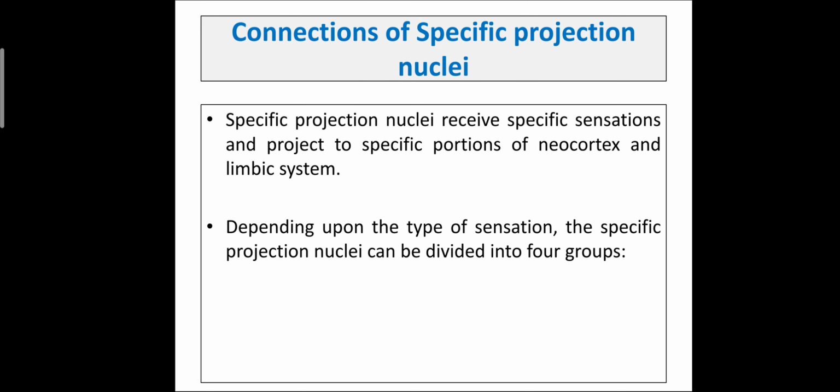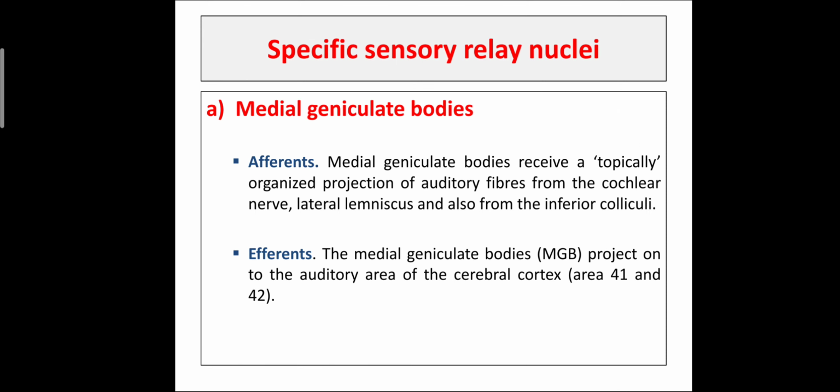Connection of specific projection nuclei. Specific projection nuclei receive the specific sensation and project to the specific portion of the neocortex and the limbic system. Depending upon the type of sensation, the specific projection nuclei can be divided into 4 groups. Specific sensory nuclei: the medial geniculate body.